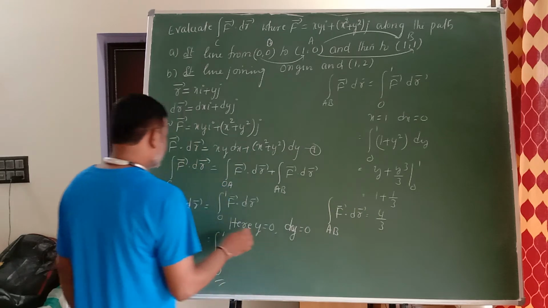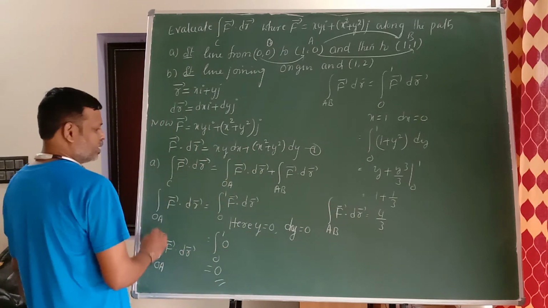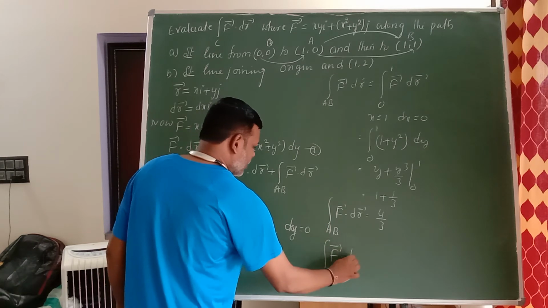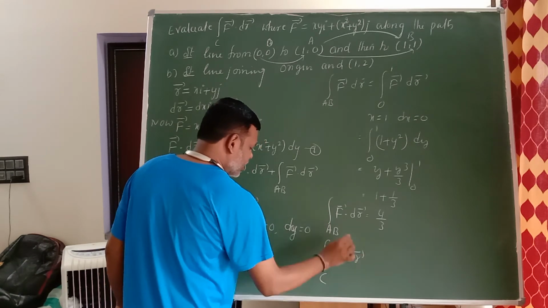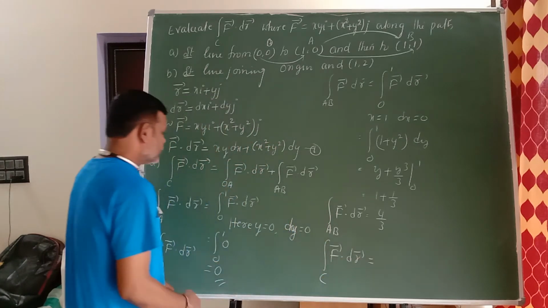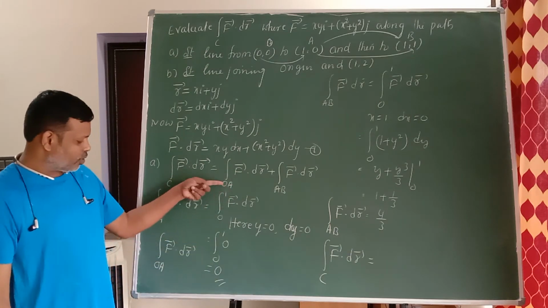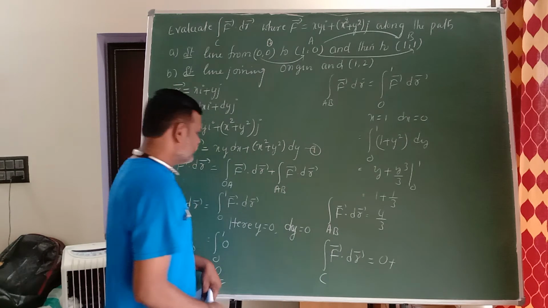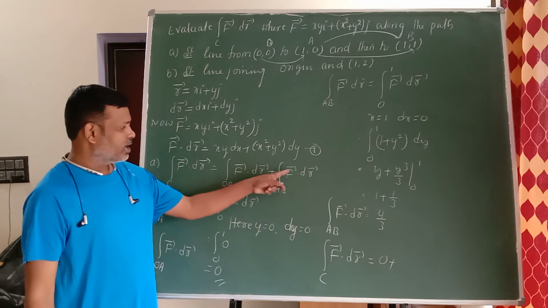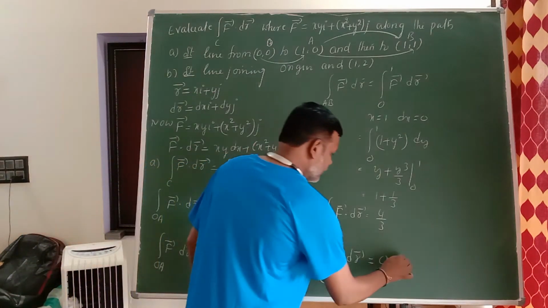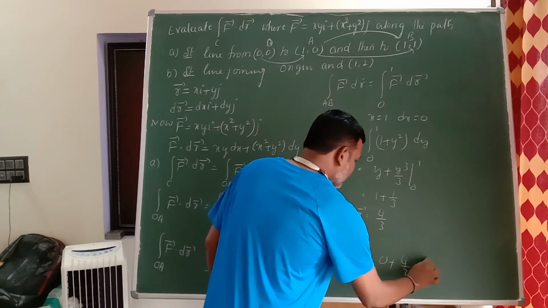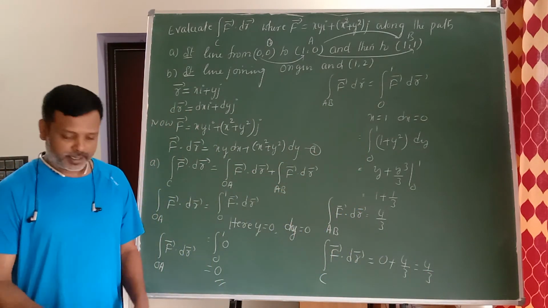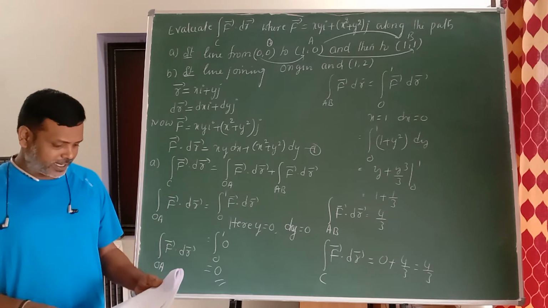So actually we want this one. Therefore ∫ F·dr over the curve C is equal to ∫ F·dr along OA, what is that? The answer is 0, plus ∫ along AB of F·dr, which is 4 by 3. The answer becomes 4 by 3 itself, right? 0 plus 4 by 3. So now let us do the second one.